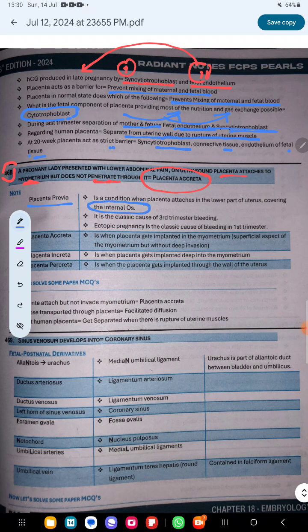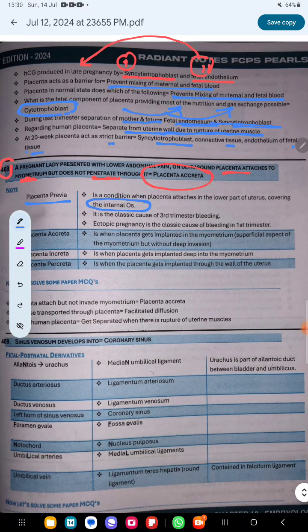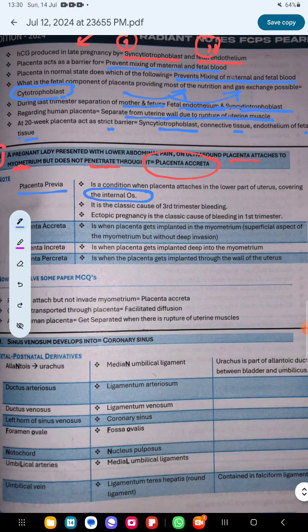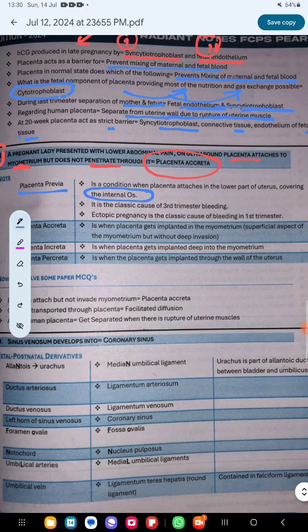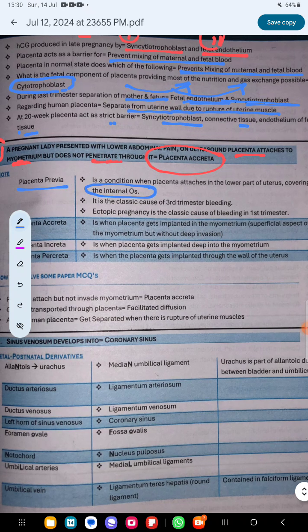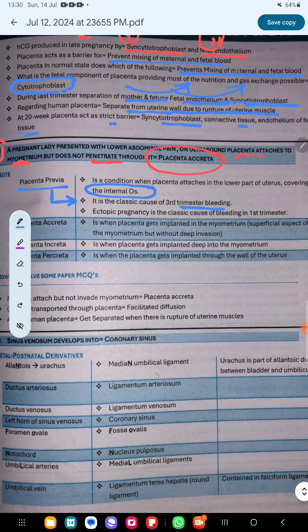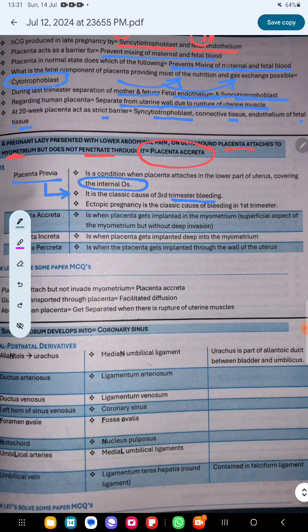Placenta previa means that the placenta is attached to the lower part of the uterus and is even covering the cervical os. It is the classic cause of third trimester bleeding. If the patient has placenta previa, the patient will present with third trimester bleeding. Ectopic pregnancy is the classic cause of bleeding in the first trimester.